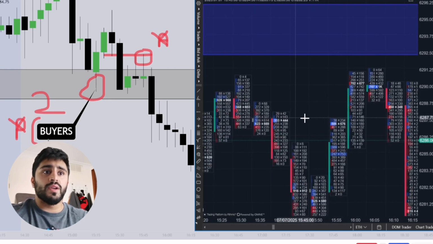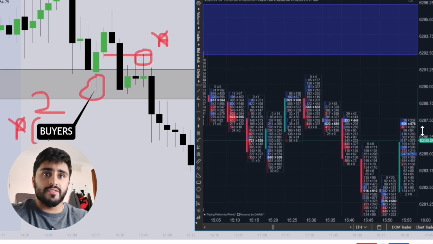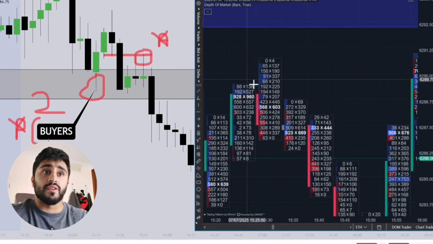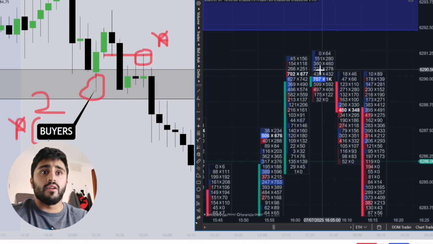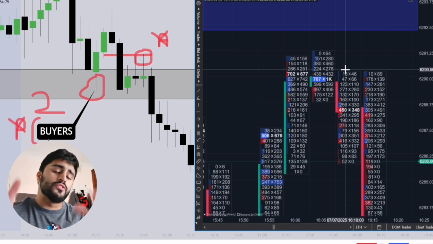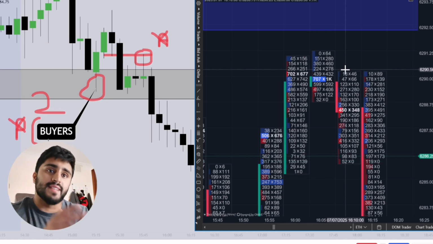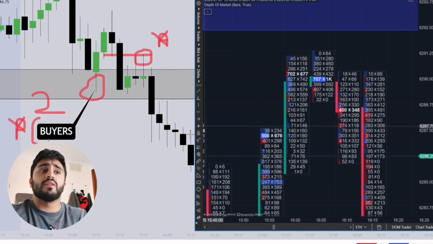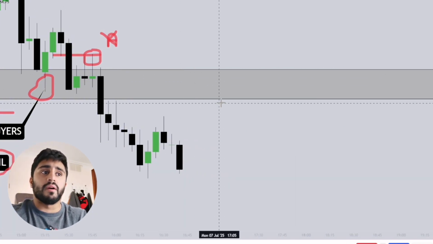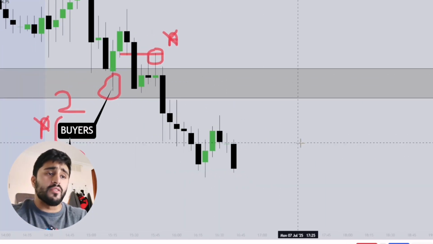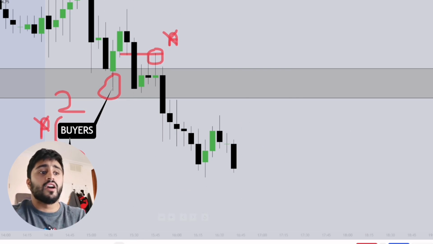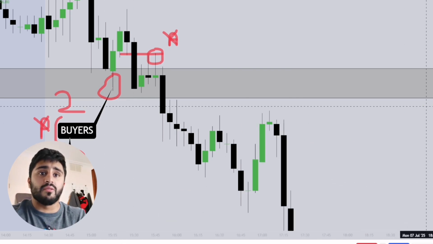And what we're looking for is 0 prints, right? So we can see here 0 for 4, and then we see over here 707 for 1K, and we see 0 for 64. So we see significantly more aggressive buyers than sellers. Despite that, the market was unable to break above this zone. So what does that tell you? It tells you once again, aggressive buyers have failed, right?